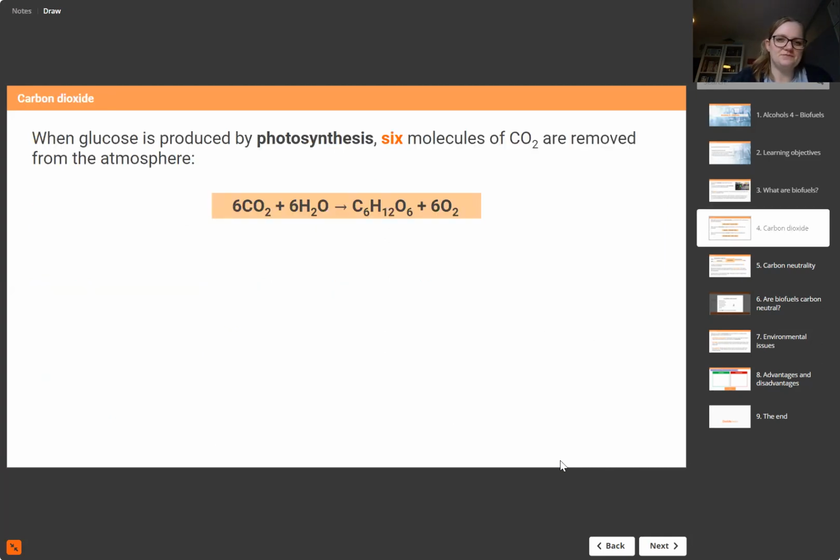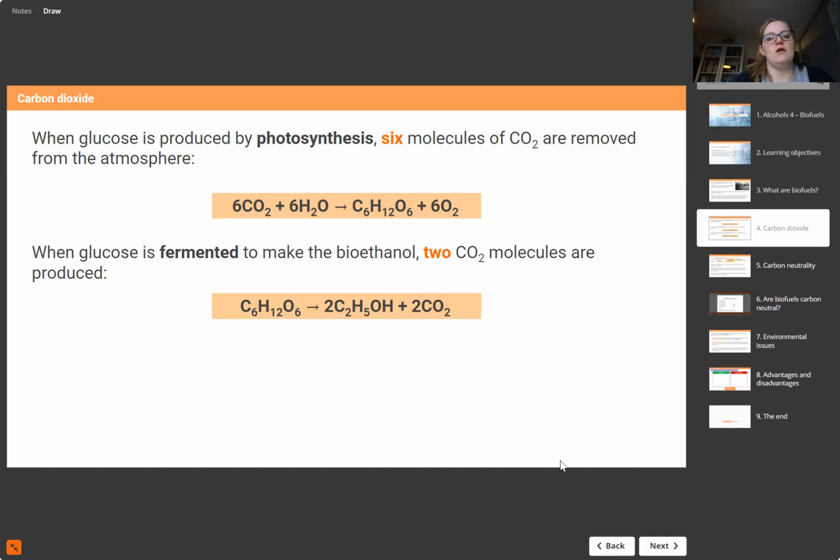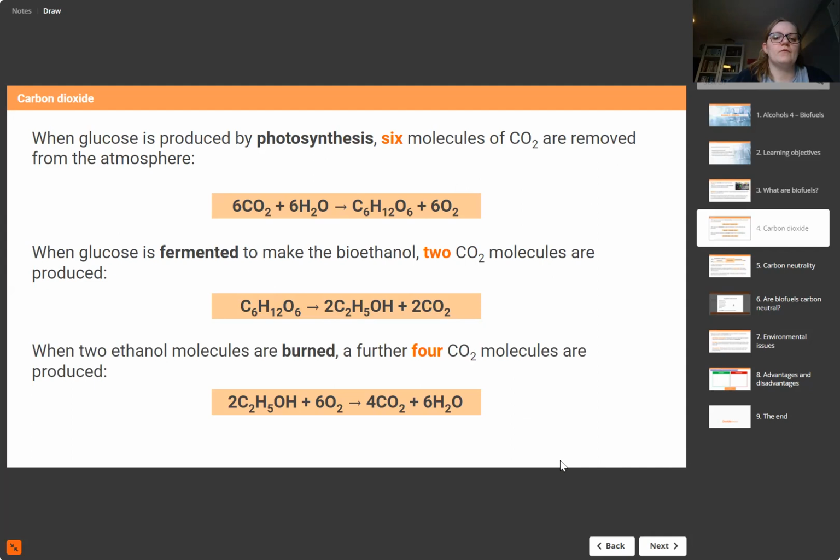So carbon dioxide. When glucose is produced by photosynthesis, 6 molecules of carbon dioxide are removed from the atmosphere. So when photosynthesis is going on, it removes carbon dioxide from our atmosphere. When we ferment glucose to make the bioethanol, 2 carbon dioxide molecules are produced. So this is possibly starting to show, oh hang on, is this an issue with biofuels? When we then burn 2 ethanol molecules, a further 4 carbon dioxide molecules are produced. So as you can see, that starts to balance out. And that's where we're going to look at carbon neutrality.